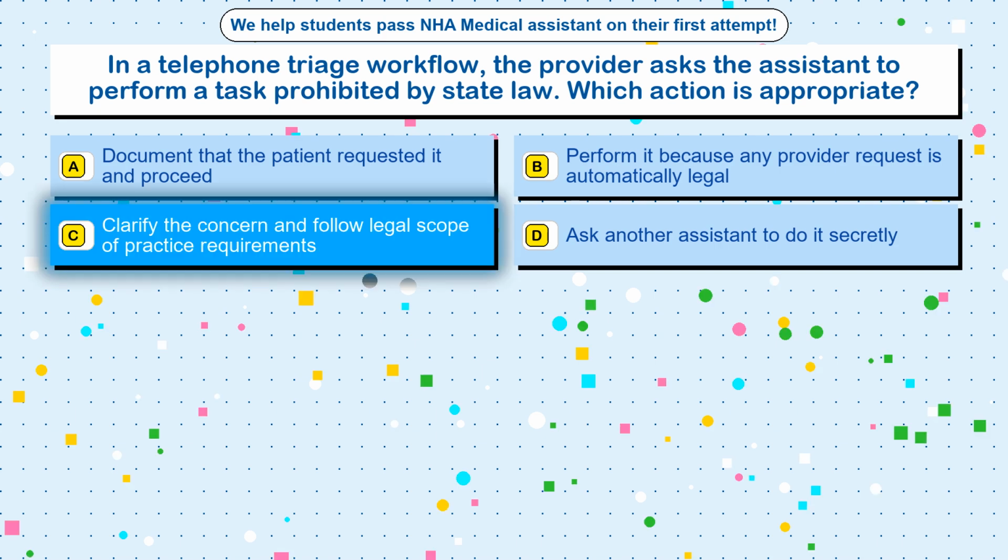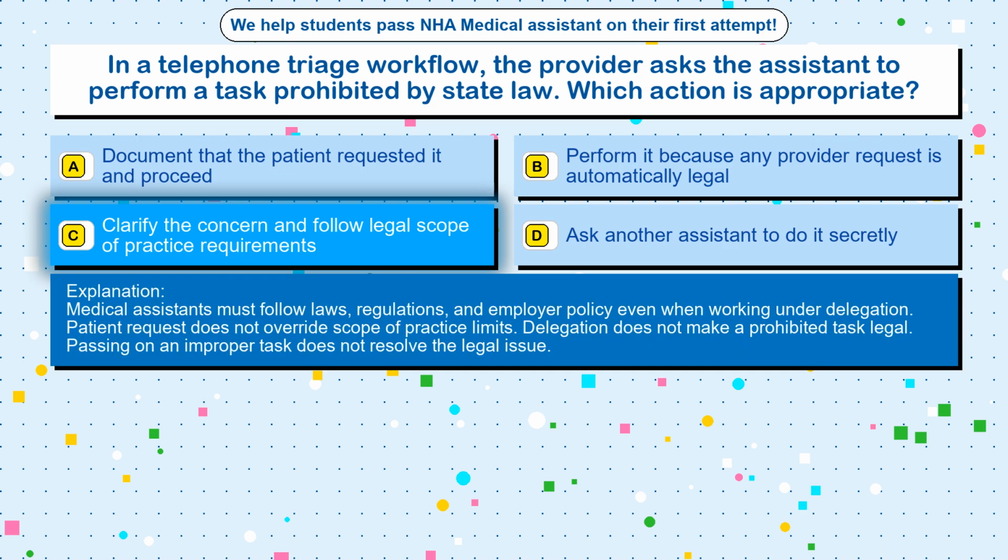The correct answer is option C. Clarify the concern and follow legal scope of practice requirements. Medical assistants must follow laws, regulations, and employer policy even when working under delegation. Patient request does not override scope of practice limits. Delegation does not make a prohibited task legal. Passing on an improper task does not resolve the legal issue.